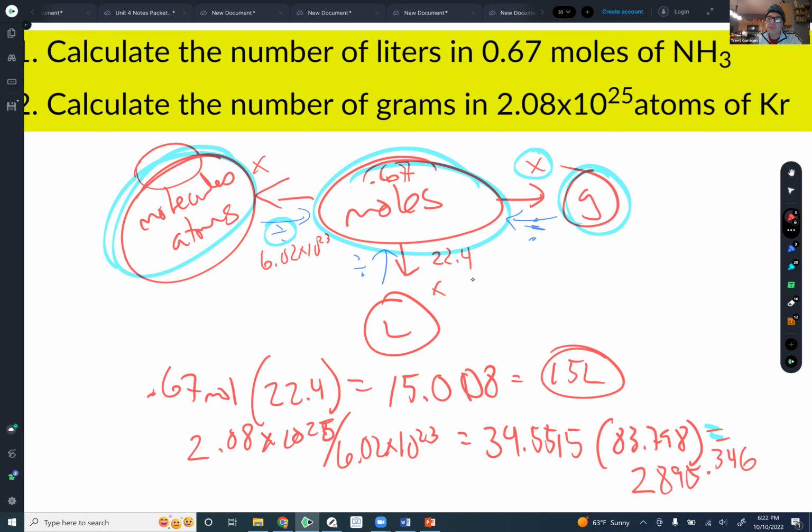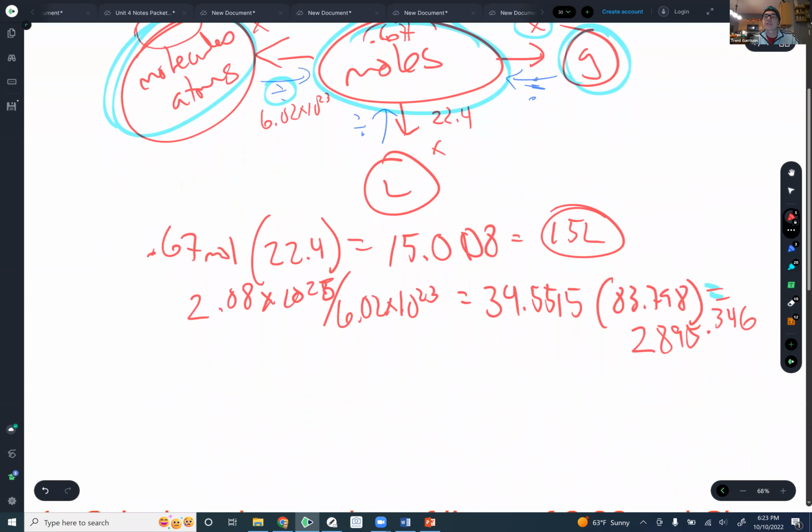Okay. But we've only got 3 sig figs in our answer. So this value is going to have to be altered just slightly so that we have the correct number of sig figs. So it should be 2,000. This 5 is going to round the 9. Well, that 9 is going to round that. So it'd be 2.90 times 10 to the 3 grams.